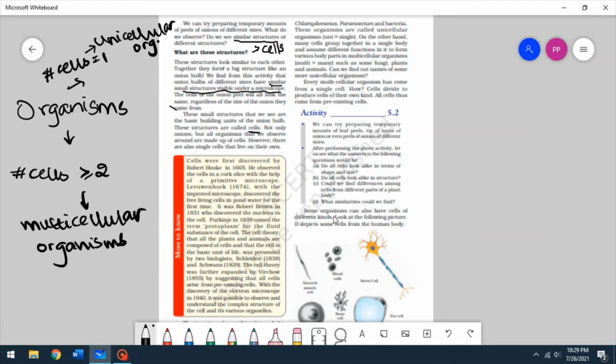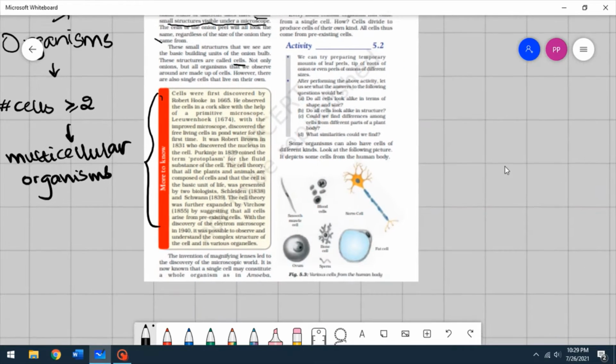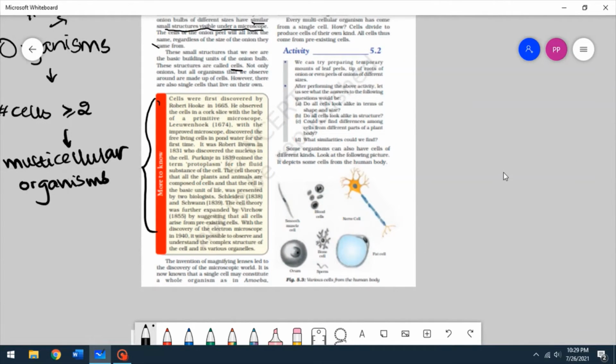Alright, so then we have a little trivia information about cells and who discovered it, how they discovered it, and then we have the cell theory. So let's talk about the cell theory. Cell theory has three postulates. The first two were proposed by Schleiden and Schwann.